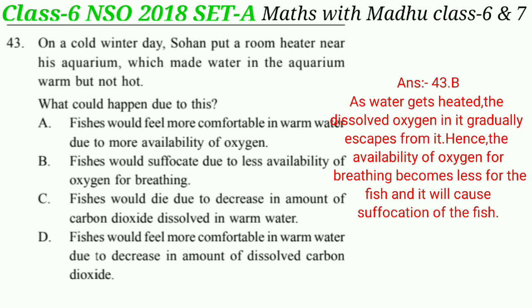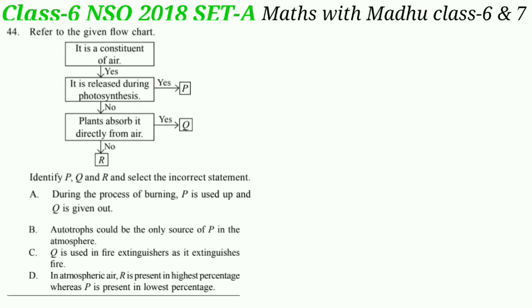Now question 44. Refer to the given flowchart. It is a constituent of air. If yes, it is released during photosynthesis. If yes, P. If no, plants absorb it directly from the air. If yes, Q. If no, R. Identify P, Q and R and select the incorrect statement.